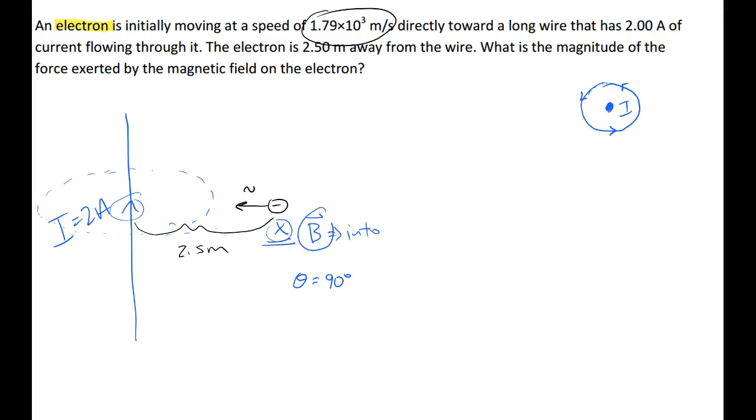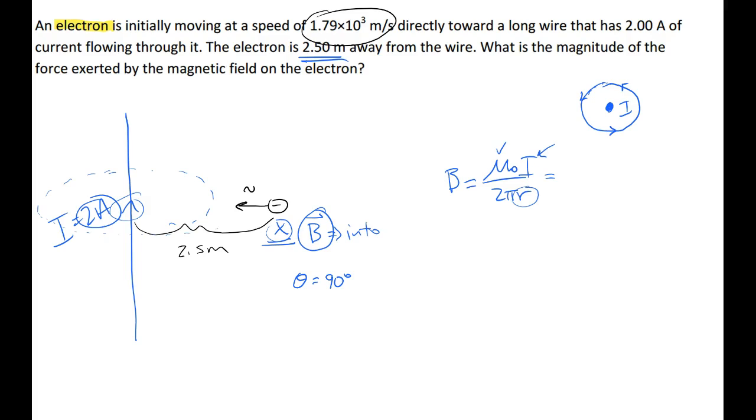So how do I go about determining the magnetic field at a distance of 2.5 meters from the wire? This is what I'm going to do. I'm going to say the magnetic field around the wire, remember, is mu naught I all over 2 pi r. We know mu naught is a constant. I is given. That's the current in the wire of 2 amps. And then r is the distance away from the wire. It just so happens that the electron is 2.5 meters away from the wire at this moment in time. So I could plug into all that and get a numerical value for the magnetic field.